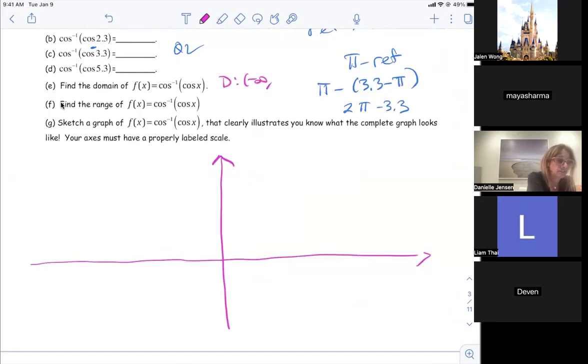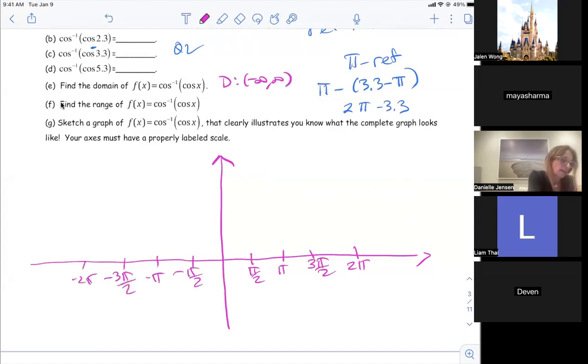Well, the domain is everything, right? But yes, if I'm graphing, it's just easiest to graph those critical points, right? The quadrantal angles. So that's what I would put along here, just because those are either the peaks, valleys, or midline points. So that's a good start.